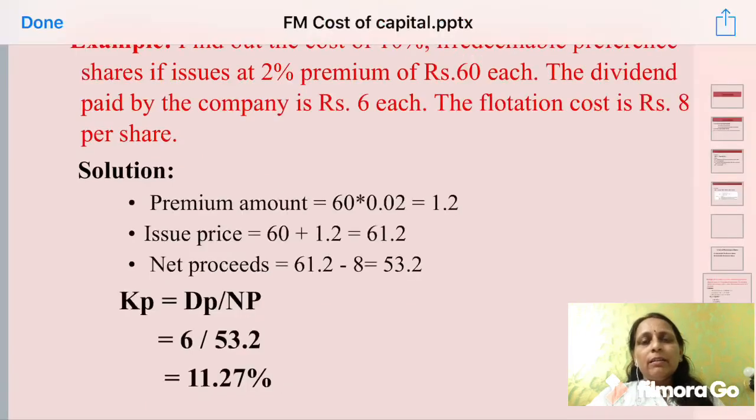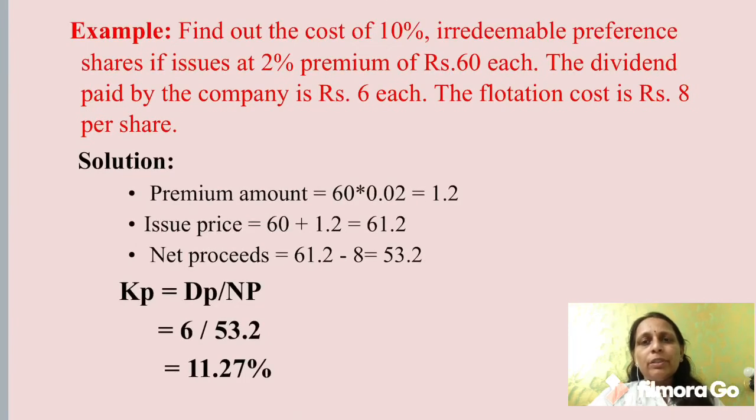In this case, we have to find out the cost of 10% irredeemable preference share if issued at 2% premium, of rupees 60 each. Now, understand the language. Rupees 60 is the face value in this case. 2% premium is the premium at the time of issue of preference shares. Premium here means this 2% more on face value the company will be able to get by issuing preference shares.